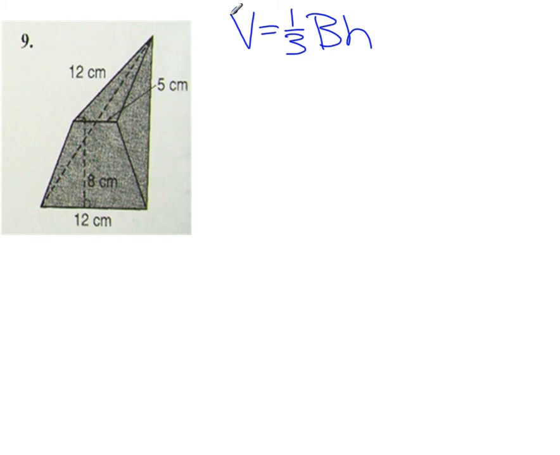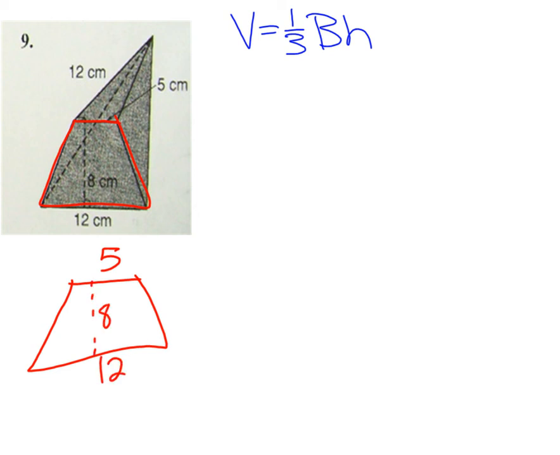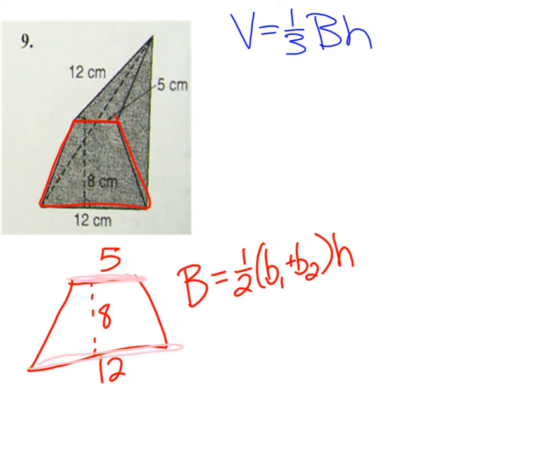Great. We identify our base, which we said is a trapezoid. So we're going to draw that separately here. We have sides of 5, 12, and 8. We don't use this one as much, but it's still on your chart. What is the formula for area of a trapezoid? 1 half times height. Remember, our bases on a trapezoid are the sides that are parallel to each other.